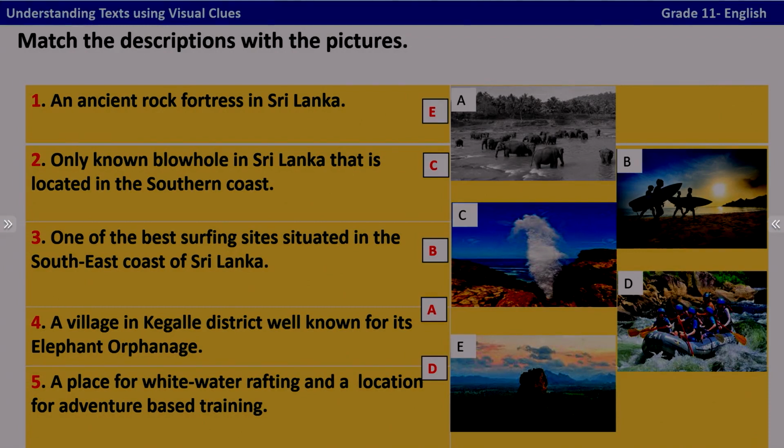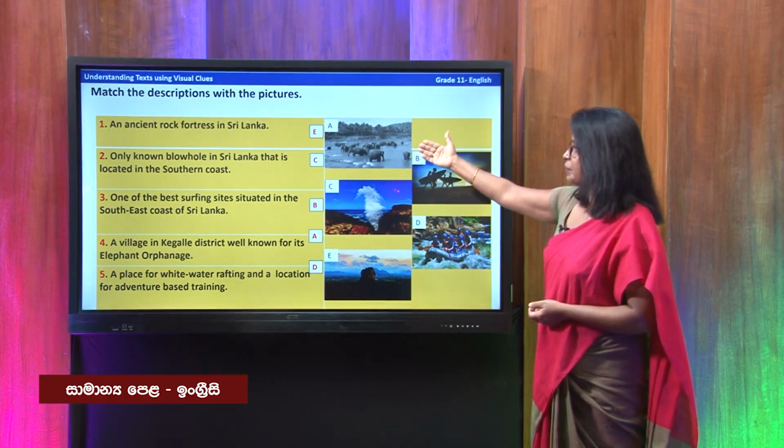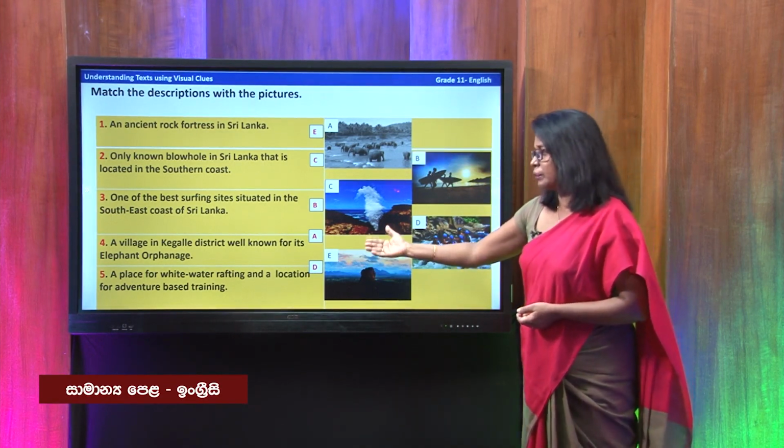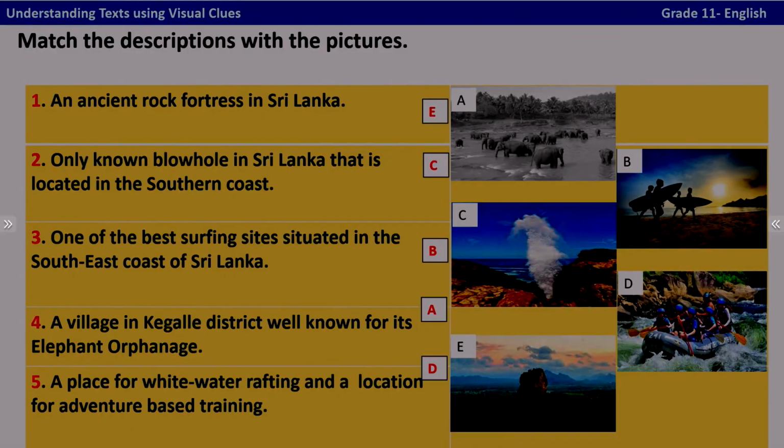Yes, the picture is picture B. This is Arugambe, a village in Kegalle district well known for its elephant orphanage. You can very easily identify the popular tourist destination Pinnawala in this picture. Then the last one, a place for whitewater rafting and a location for adventure-based training. Yes, it's picture D, and you can see a picture of Kitulgala here.